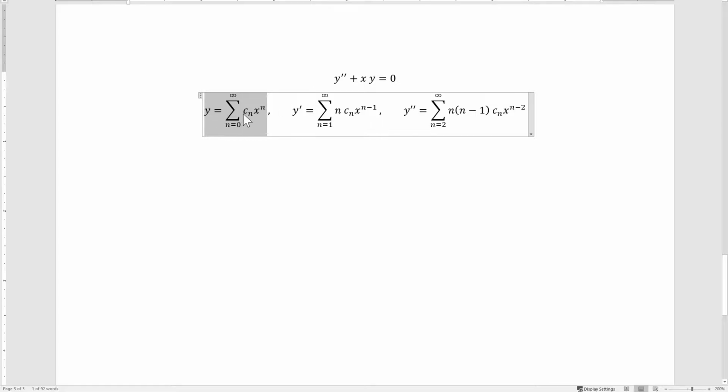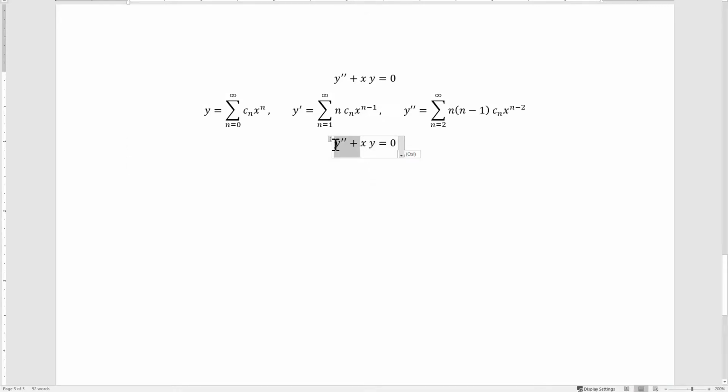And so our series solution will look like the sum of c sub n x to the n, when n goes from 0 to infinity. So we need the second derivative, but in order to do that, we need to get the first derivative first. That's n c sub n x to the n minus 1. N starts at 1, goes off to infinity. And then y double prime is going to be n times n minus 1, c sub n, x to the n minus 2, with your series starting when n is equal to 2. It goes off to infinity.